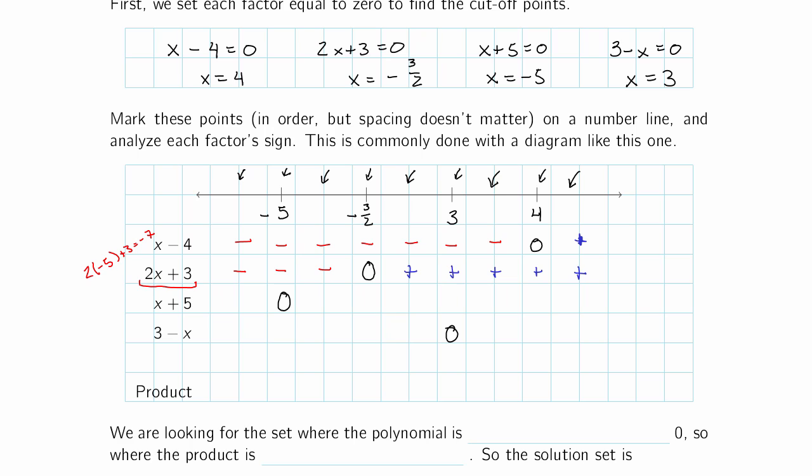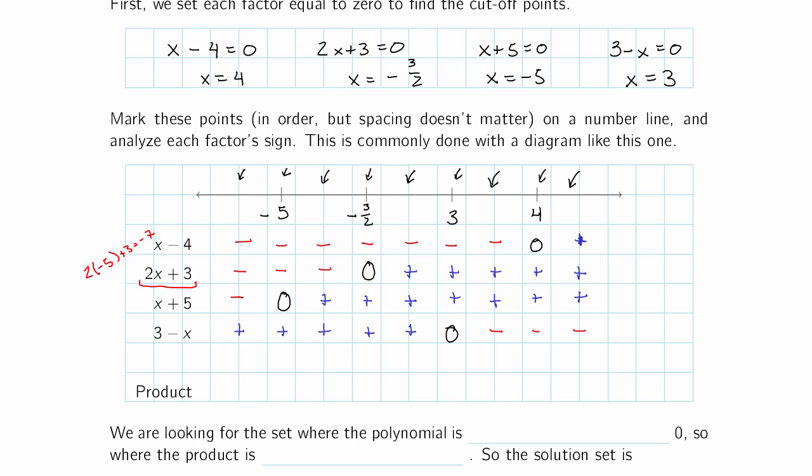x plus 5 is going to be positive as long as x is bigger than negative 5. Right, x plus 5 is positive for big numbers. And then it's negative for small numbers. 3 minus x is weird. 3 minus x is negative for big numbers, right? 3 minus 10, for example. If we have a number bigger than 3, then 3 minus it is negative. But if we have a number smaller than 3, then 3 minus it is positive.